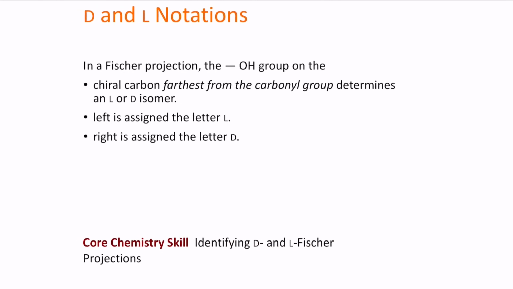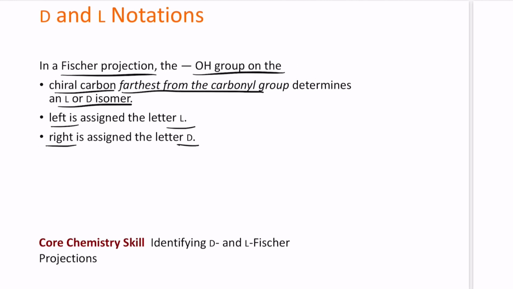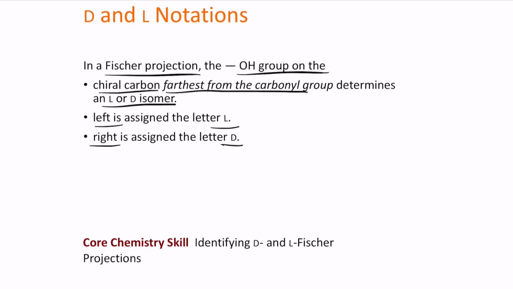So in the Fischer projection, the OH group on the chiral carbon farthest from the carbonyl group determines whether it's an L or D isomer. The left one is assigned the letter L, and the right one is assigned the letter D. Most commonly, the reason it becomes L and D and not L and R is that the name comes from the fact that it is levorotatory and the term dextrorotatory, which represent left and right. So this is the reason why we use L and D.